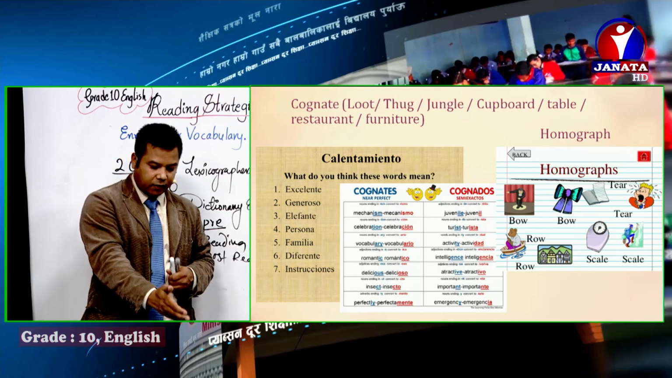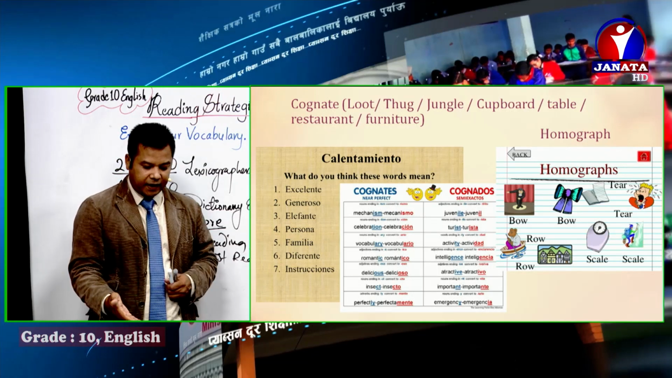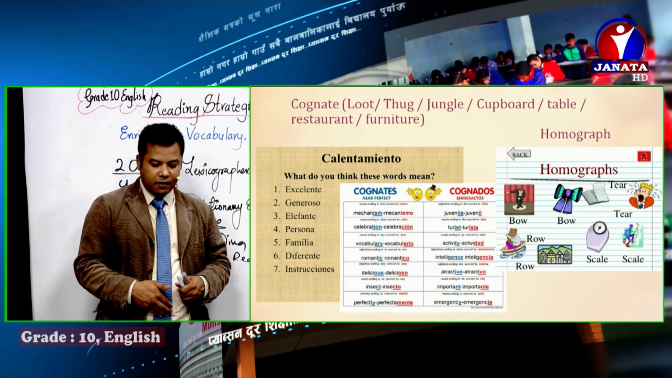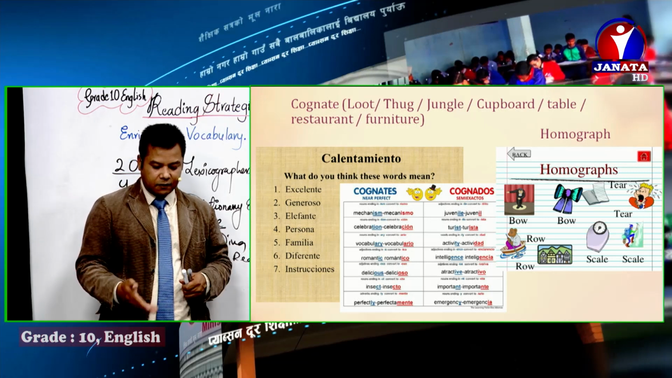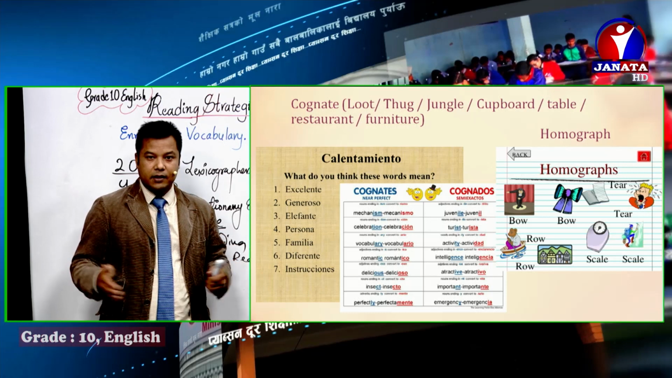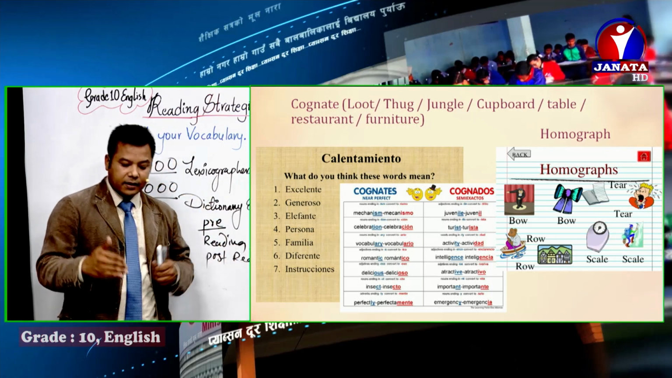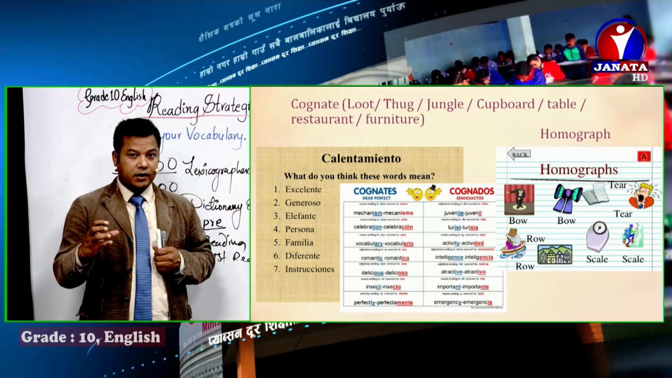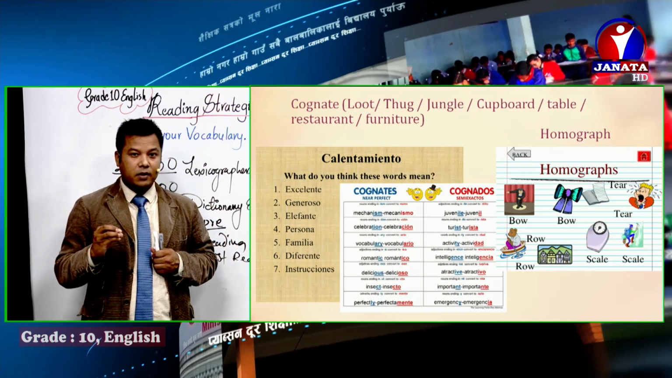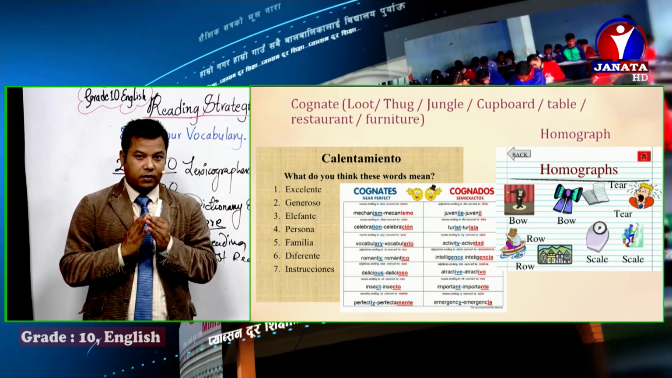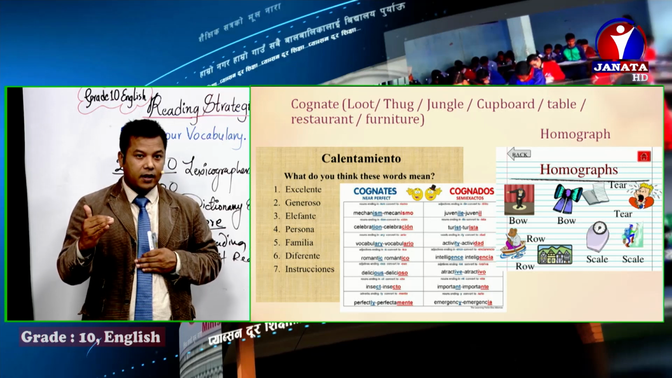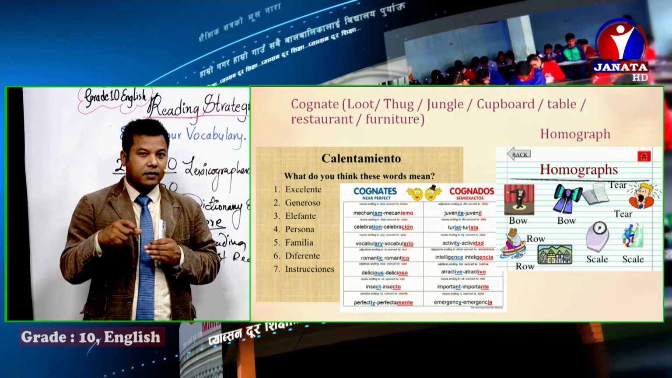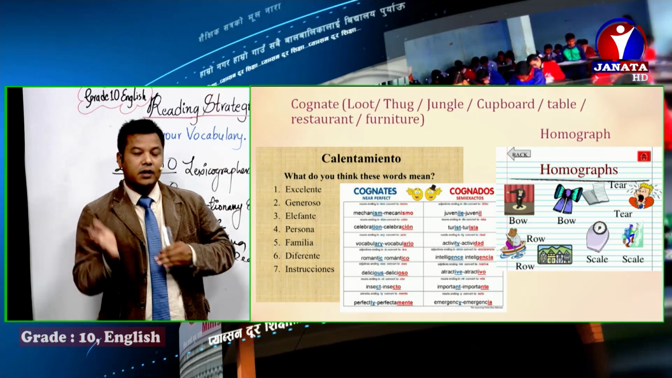And similarly, you have the other examples: elefante is elephant, persona is a person, familia, familiar, diferente is difference, instrucciones is instructions. So cognates help us in understanding new words. But for that, you have to make sure that you find that connection, the connections of your language and its similar kinds of words and pronunciation in the other.